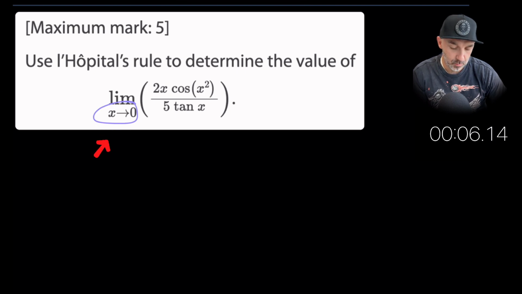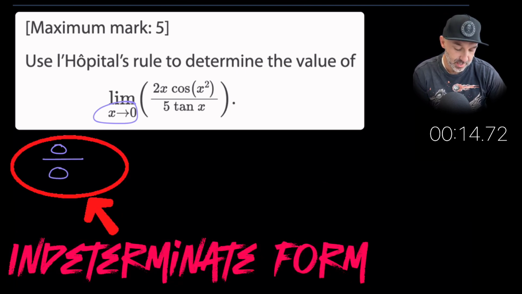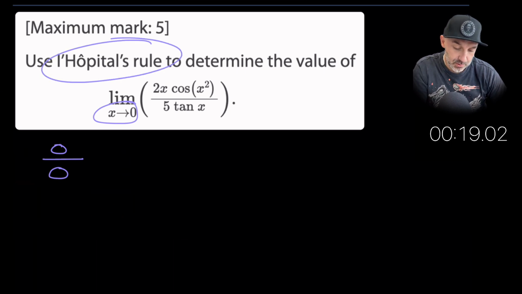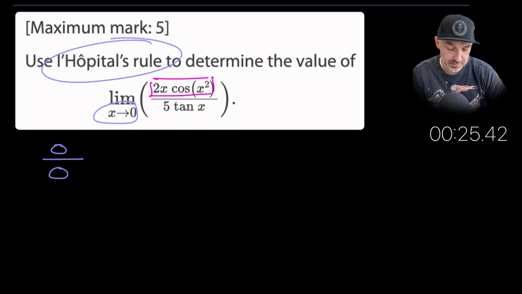Okay, so let's have a look at what happens when we plug 0 into this immediately. Well, we have 0 on the numerator, and I can see that 5 times tan 0, tan of 0 is 0, so we have an indeterminate form. This is why they're asking us to use L'Hopital's rule in order to solve this. So we are going to differentiate each one of these things independently. So I'll start by differentiating 2x cos x squared.